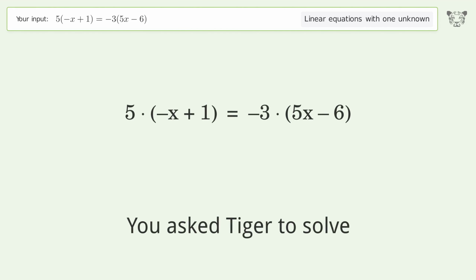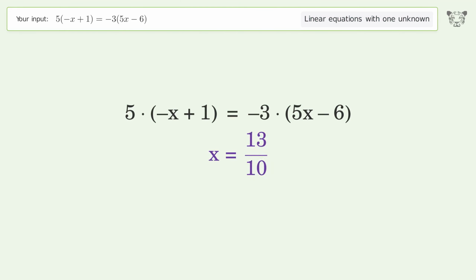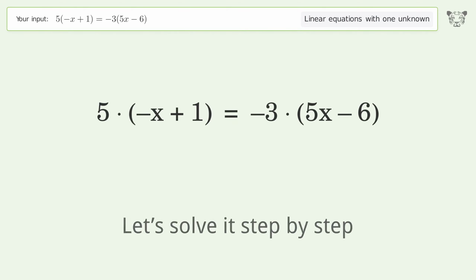You ask Tiger to solve this. This deals with linear equations with one unknown. The final result is x equals 13/10. Let's solve it step by step.